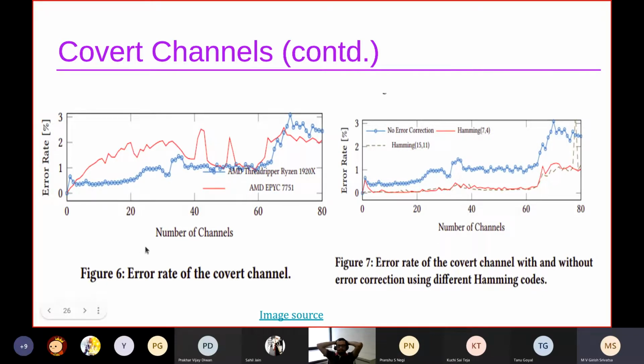The more bits you send in parallel, the higher the error rate, and there's a huge spike near the 64th channel number. This is because you are using the same set to send more than one bit. To mitigate this, the proposed solution was to add error codes to the transmission via a Hamming code. After introducing that, the error rate remains almost 0 up to the 64th cache line. Beyond that, it remains close to 1.